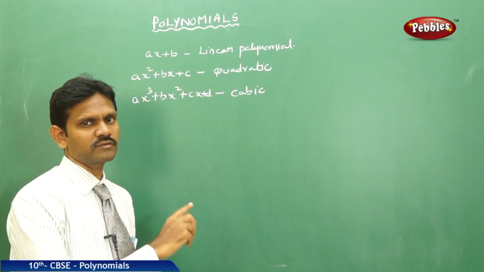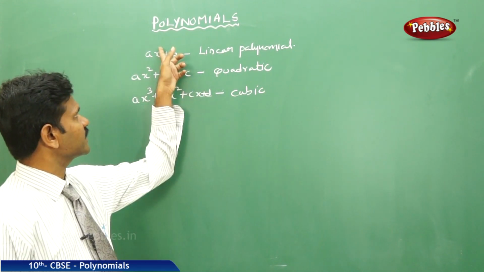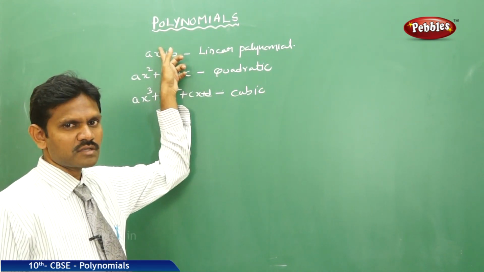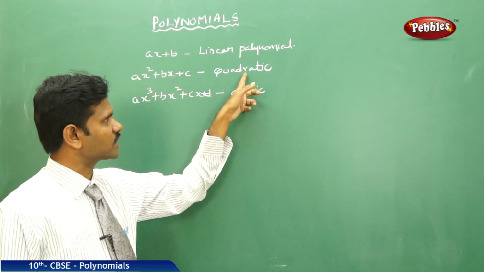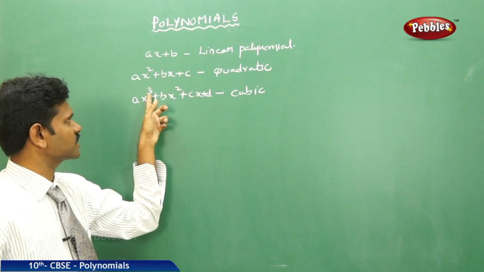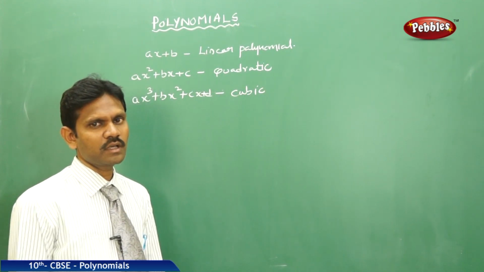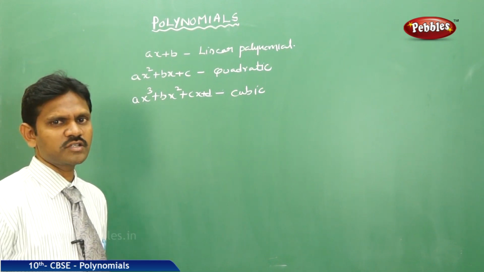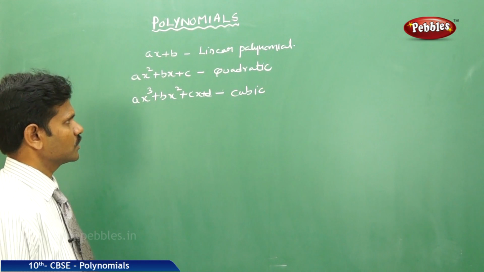According to the highest degree of the polynomial, we give it the name. If the highest degree of the variable is 1, it is called a linear polynomial. If the highest degree is 2, it is called a quadratic polynomial. If the highest degree is 3, it is called a cubic polynomial. Okay, first of all, let us discuss how to find the zeros of a quadratic polynomial.